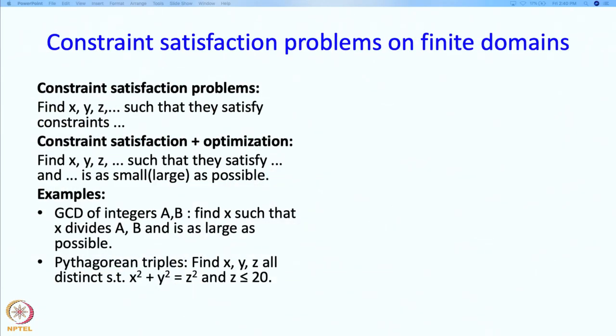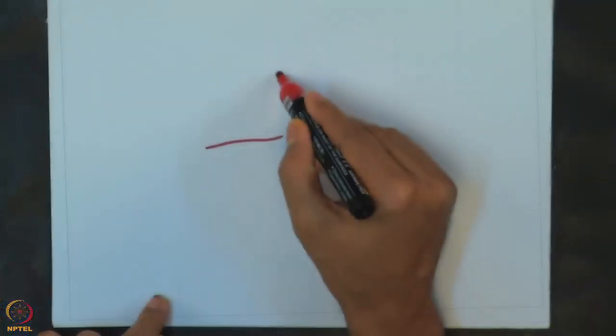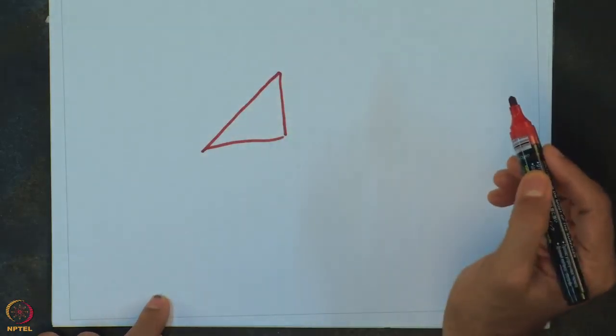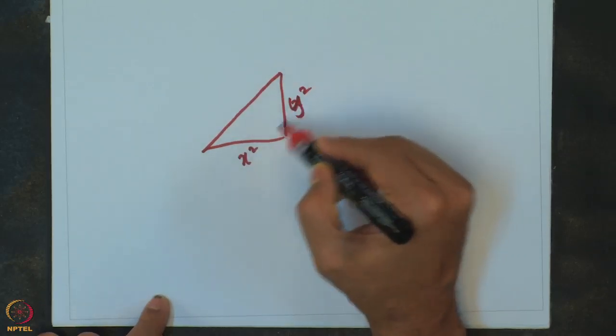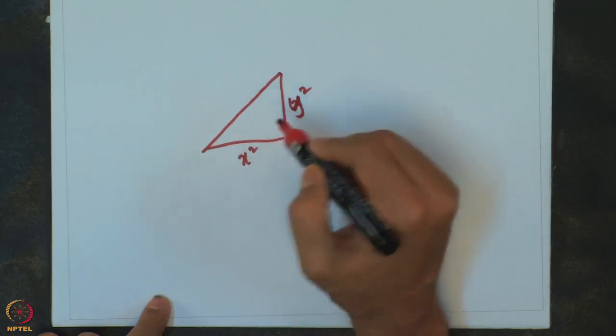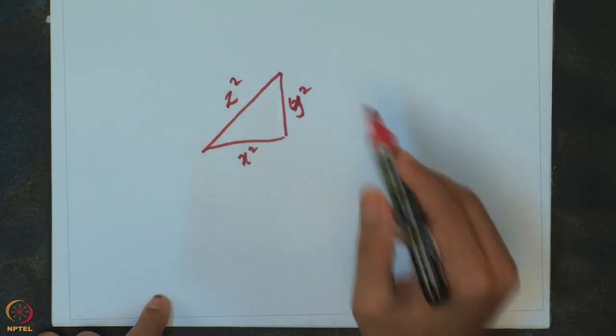The second problem is that of discovering, or listing out, Pythagorean triples. Specifically, we want to find x, y, z integers such that x squared plus y squared equals z squared, and we want these numbers to be distinct. And we have put down an additional condition, that these numbers should be smaller than 20. Why are these things called Pythagorean triples? Well, you know the theorem of Pythagoras. It says that if you have a right angle triangle, and x and y are the side lengths, then the squares are x squared and y squared, and the sum of the squares is equal to the square of the hypotenuse.